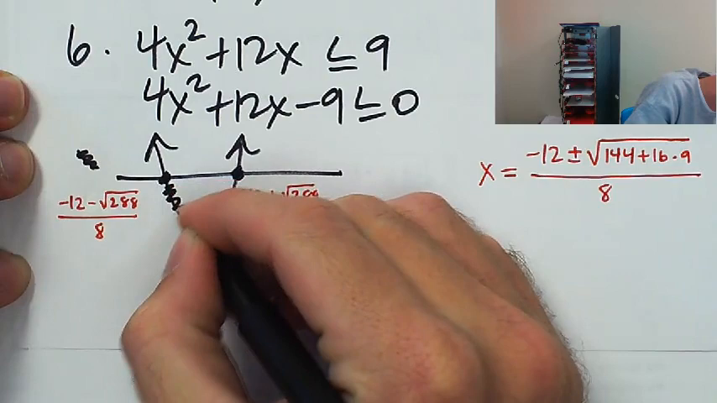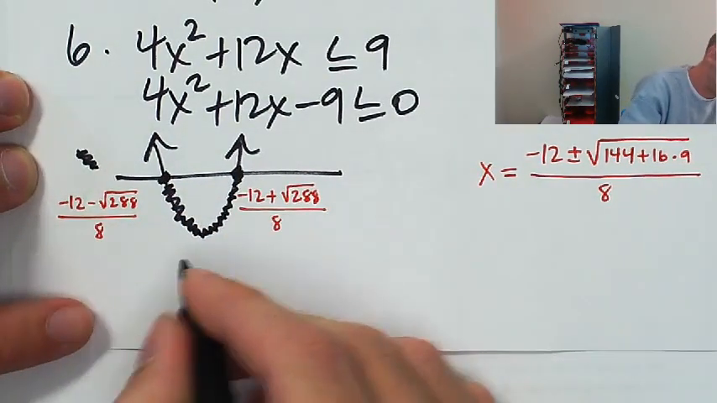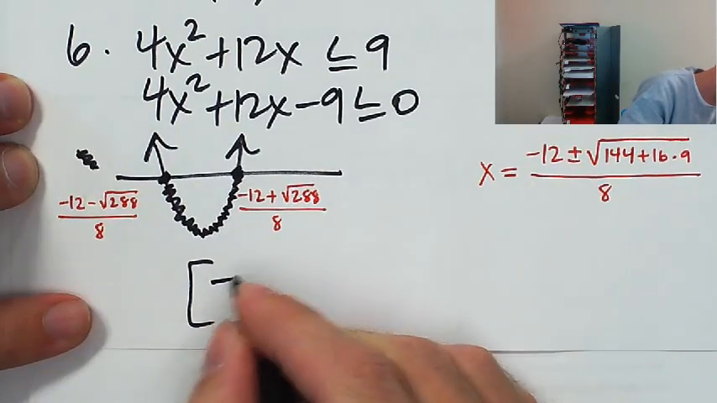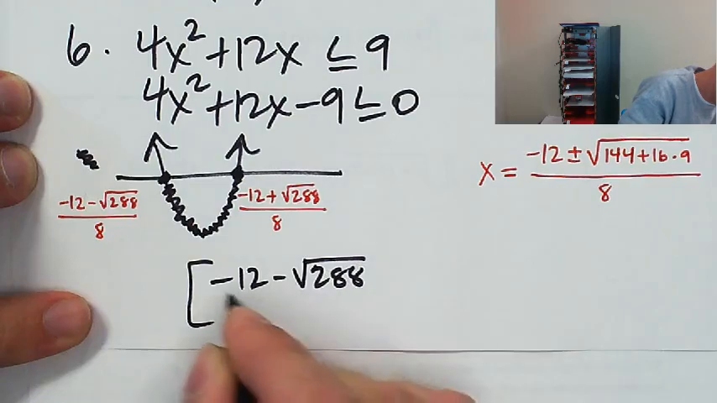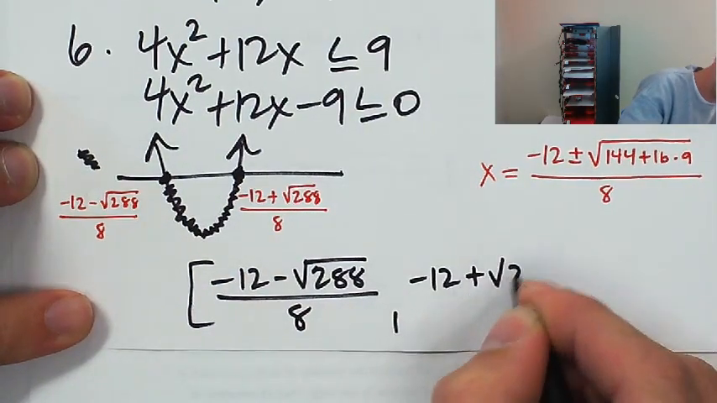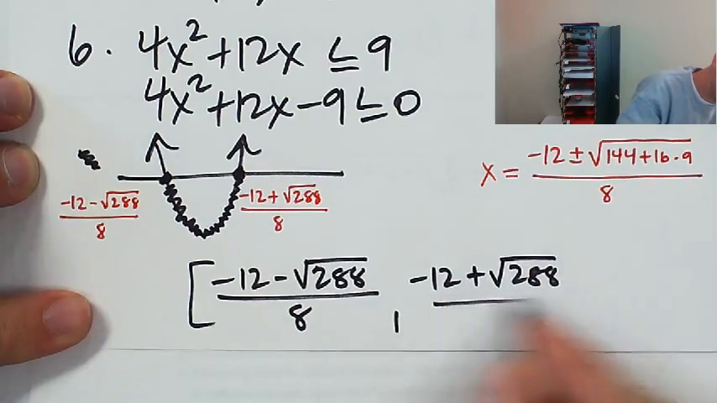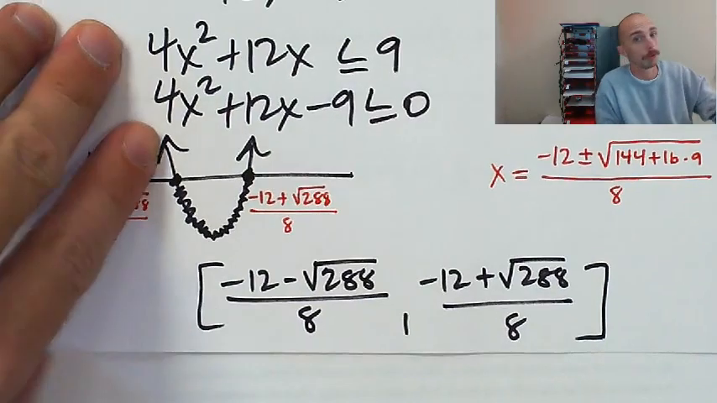Okay. And if we're interested in where this is less than or equal to 0, it's going to be here where it's equal to 0, and also down here where we are below the x-axis. So I'm going to say that the solution, maybe I'll write this one in interval notation, is negative 12 minus the square root of 288, all divided by 8, up to negative 12 plus the square root of 288, all divided by 8. And those were not the best numbers ever, also not the worst.